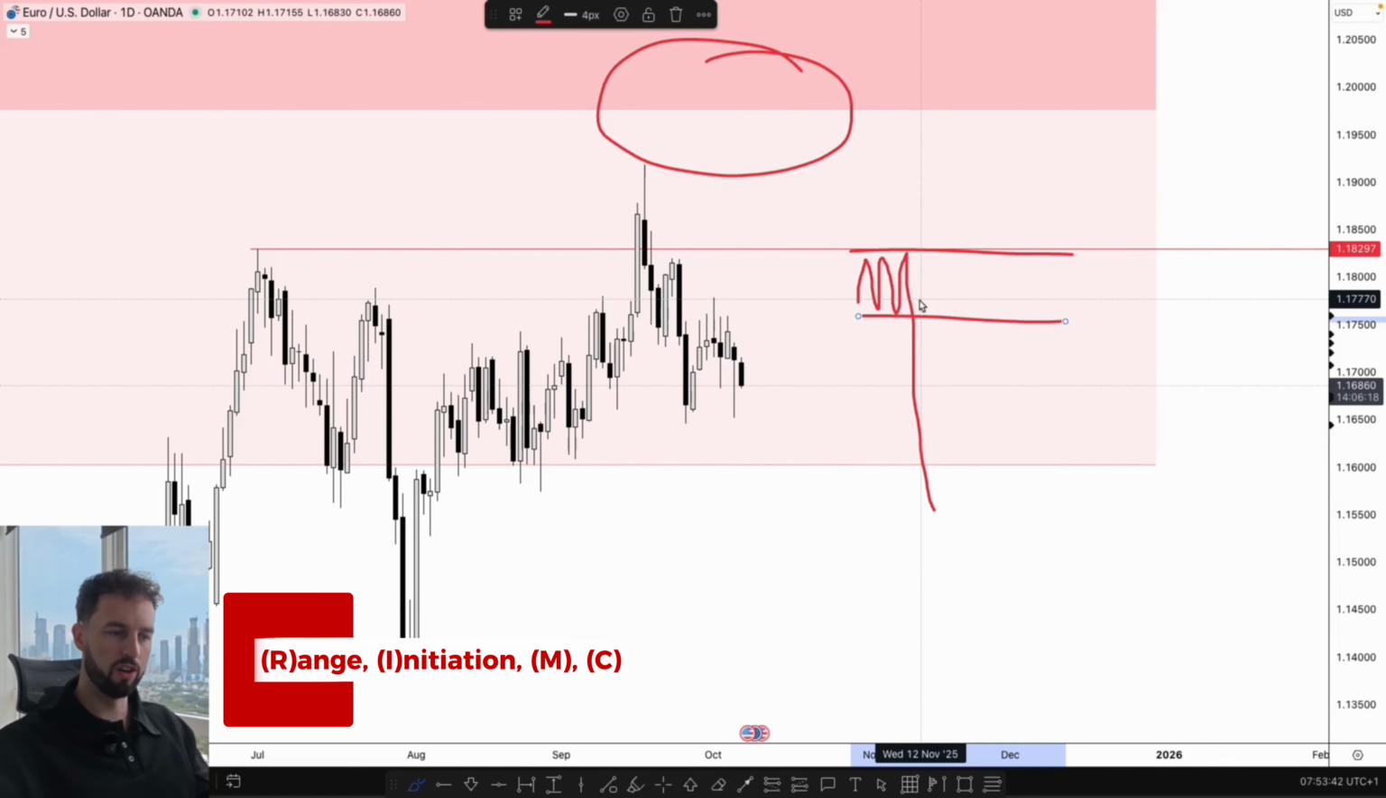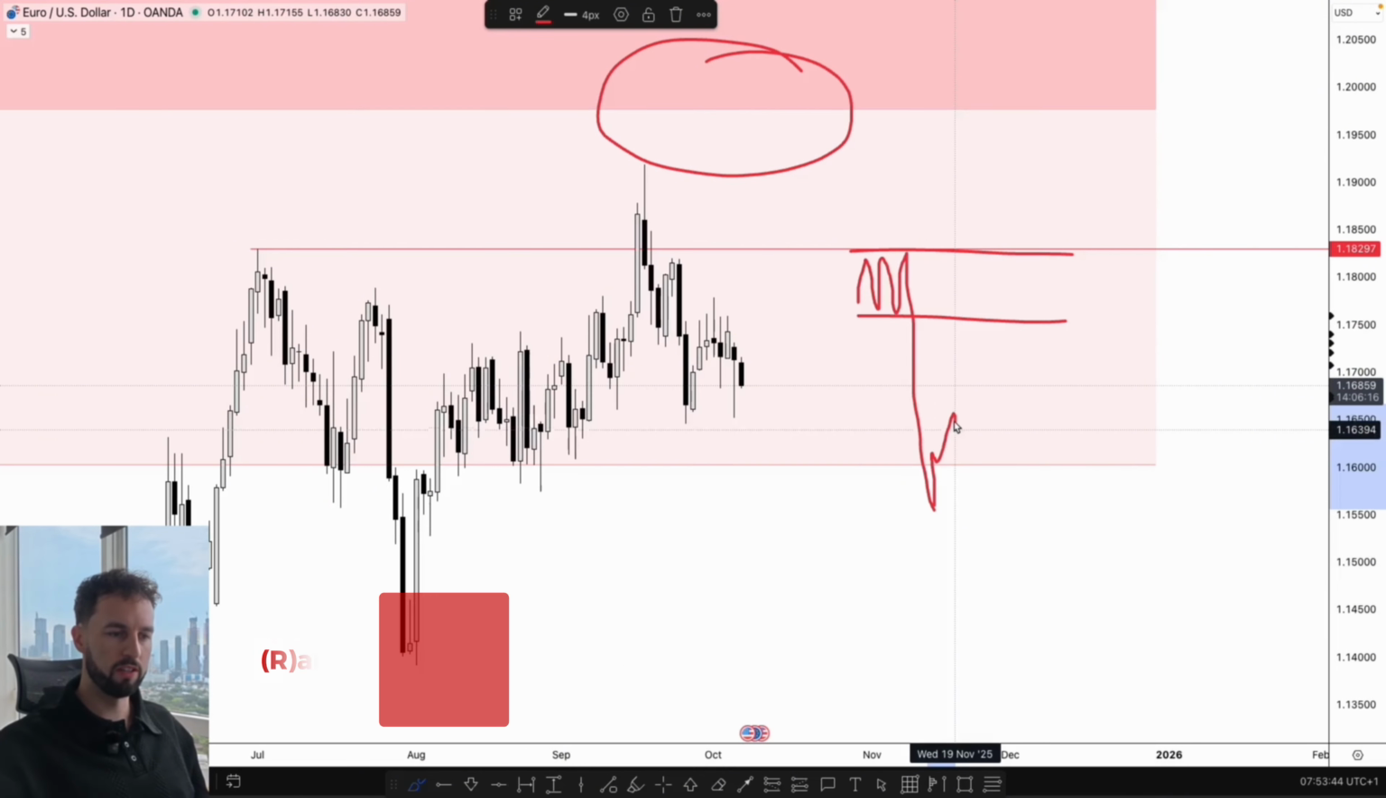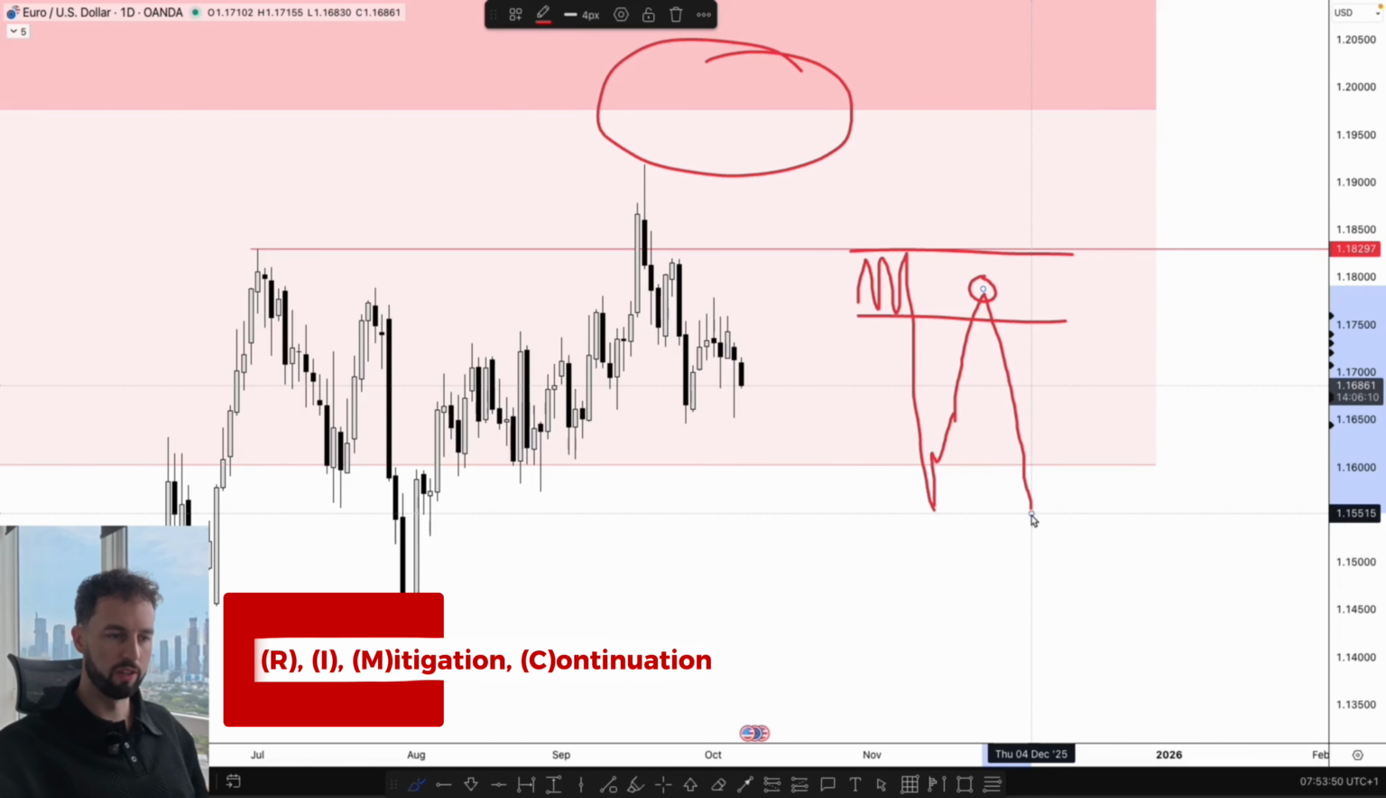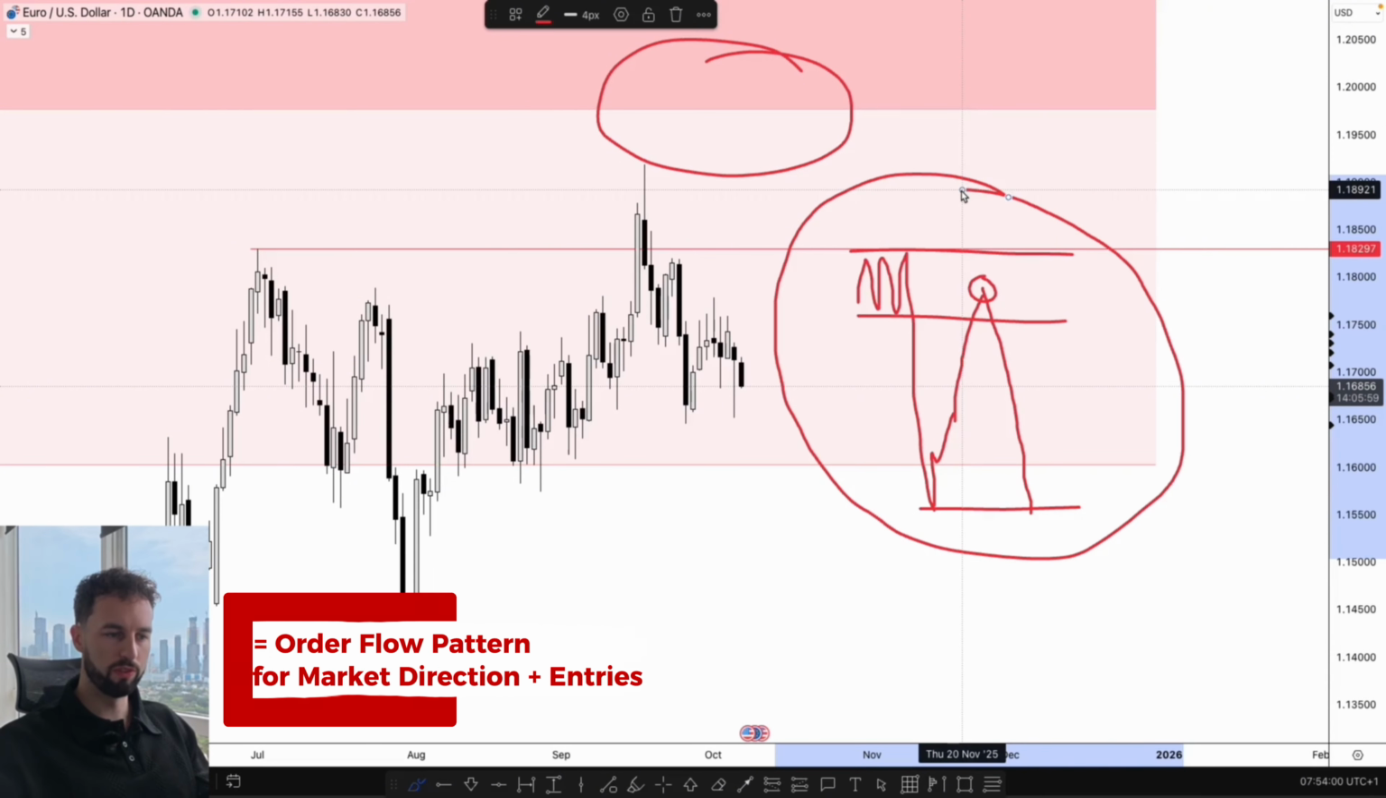Range initiation is the first part of the RIMC concept. Range initiation, RI. When price pulls back into this range in the future, this is where we look for a slowdown, for a mitigation, continuation. M is the mitigation, which is from a previous sideways range. C is the continuation phase, which is the next biggest phase in the market, which targets this low. This is the bearish order flow pattern.